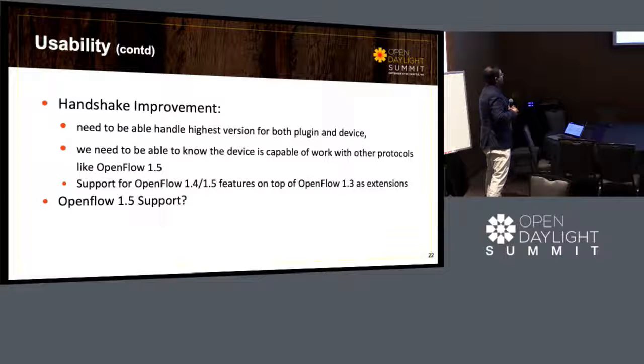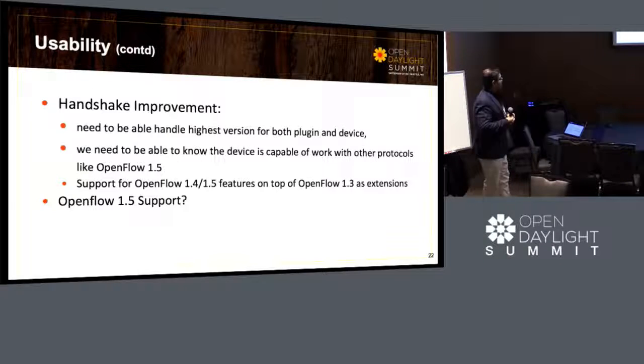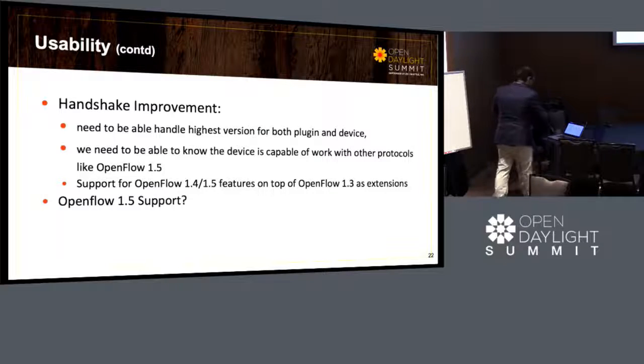So feel free to take up or suggest some things as a part of the work for this release. Apart from that, we were thinking of supporting some OpenFlow 1.4 or 1.5 features like bundles on top of 1.3 extensions. But again, that's on a very, very low priority given the fact that we need to stabilize the current code base and ensure that it performs. So that is also a work item for Carbon in case we have the bandwidth.